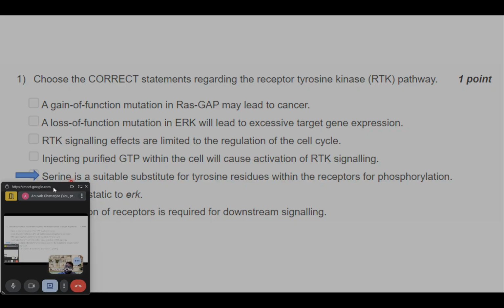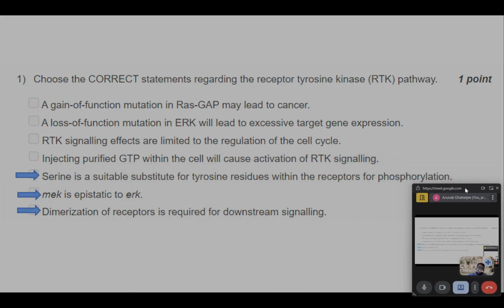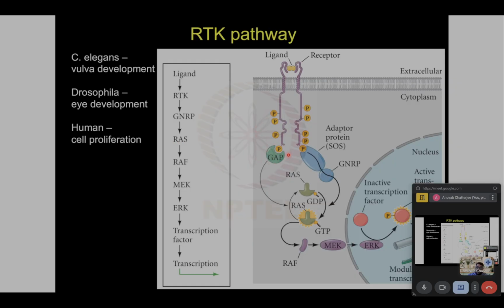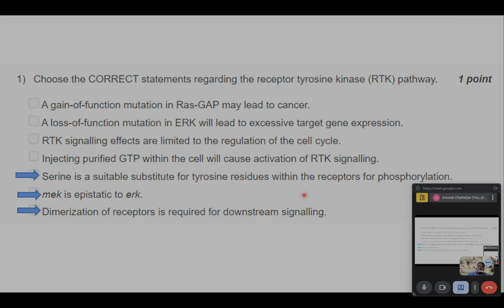And if we look at the different options, the first is a gain of function mutation in RAS GAP may lead to cancer. So what is the RAS GAP? This is this protein. So say if there is a gain of function mutation of GAP, that means that without even the ligand binding, GAP will always be active. And if GAP is always active, RAS cannot stay in the RAS GTP form. It will always be in its inactive form, so it actually down regulates the entire signaling. So gain of function mutation in RAS GAP may lead to cancer.